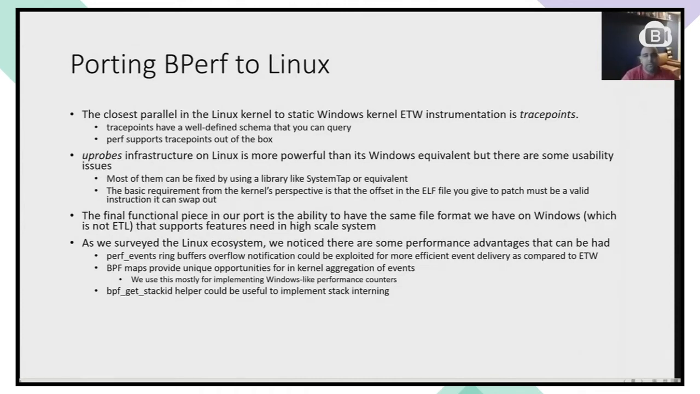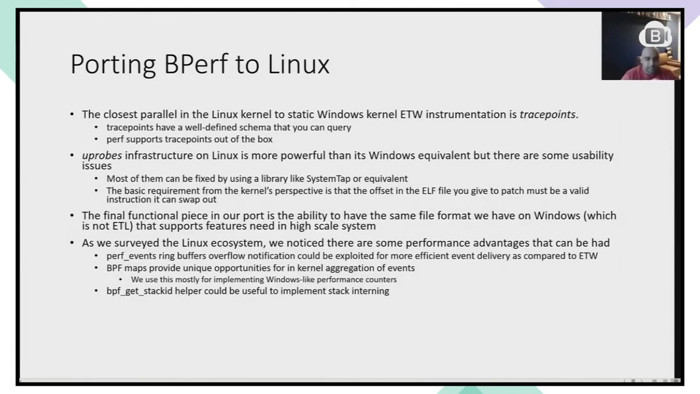On the user mode side of things, uprobes are, we realized, much more powerful than the Windows equivalent mechanism, but they are also a bit more complicated to use. So you end up having to use a library like systemtap or something equivalent. But from the kernel's perspective, what we realized was that essentially it requires an ELF file and an offset in that ELF file to instrument. But obviously the instrumentation that the kernel does, where it swaps out instructions, has to be valid. So there are some precarious conditions that you can run into, so you have to be careful, and therefore using a library really helps.